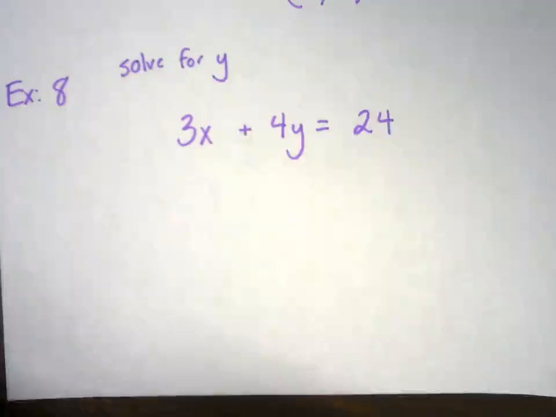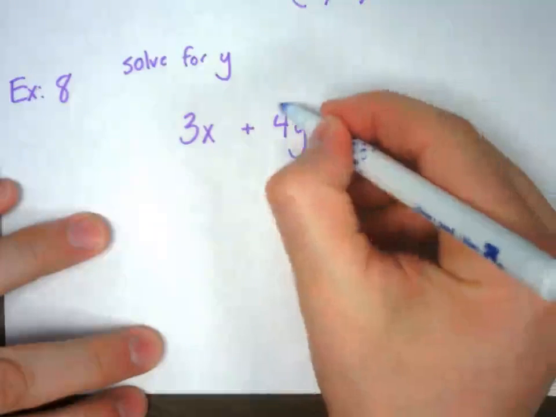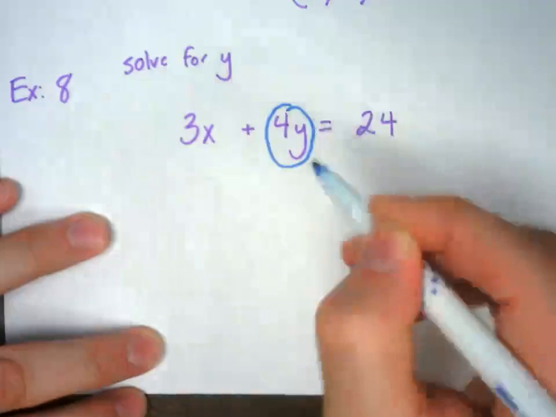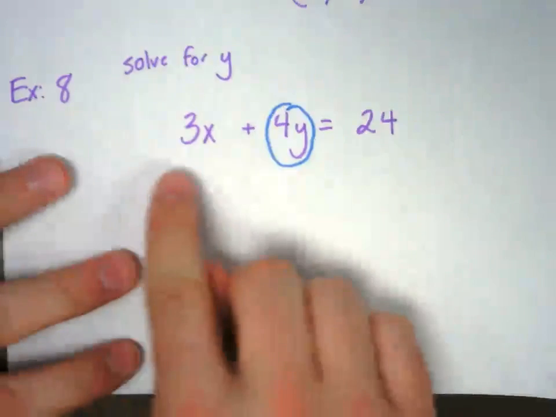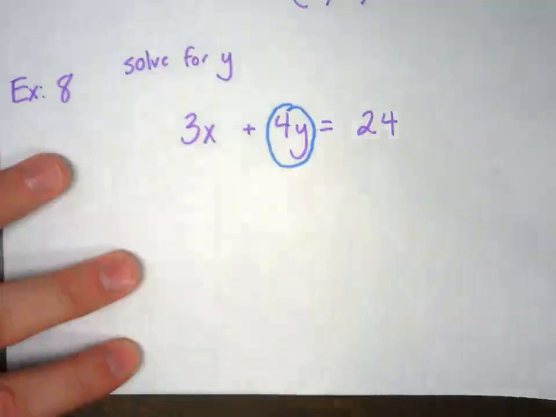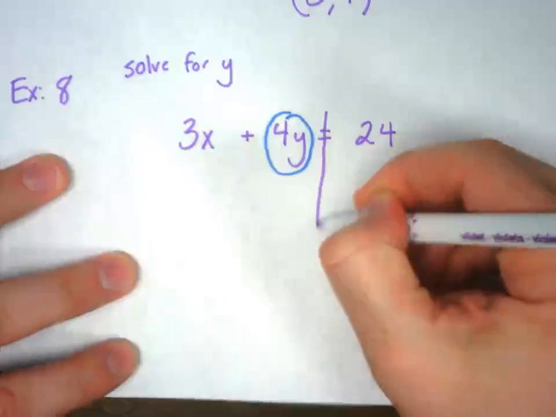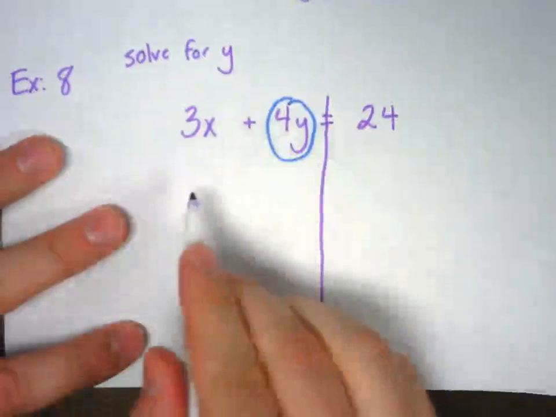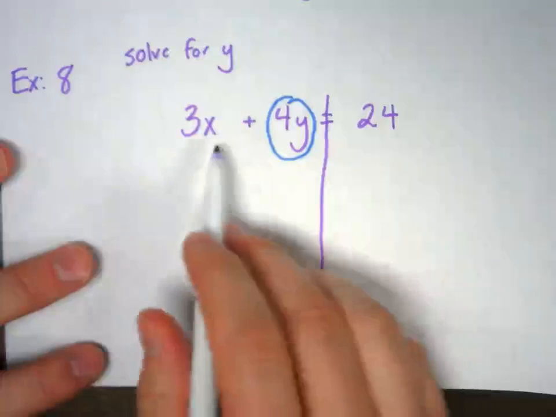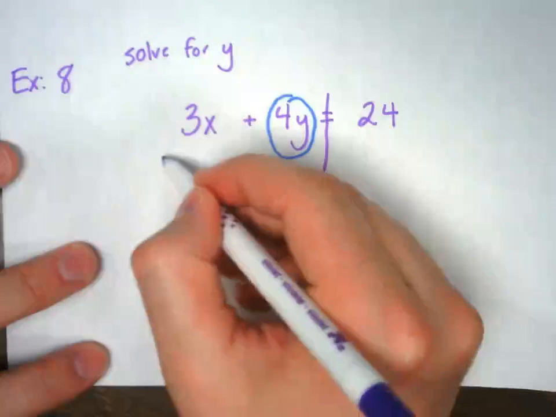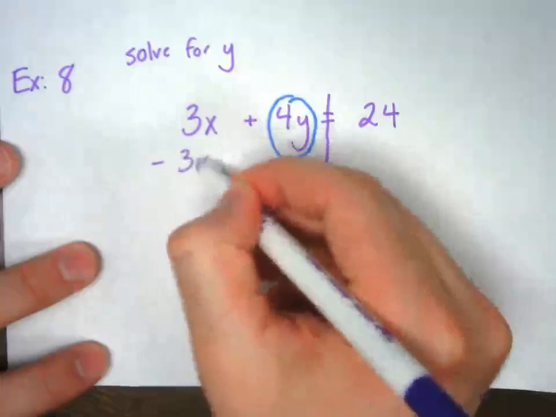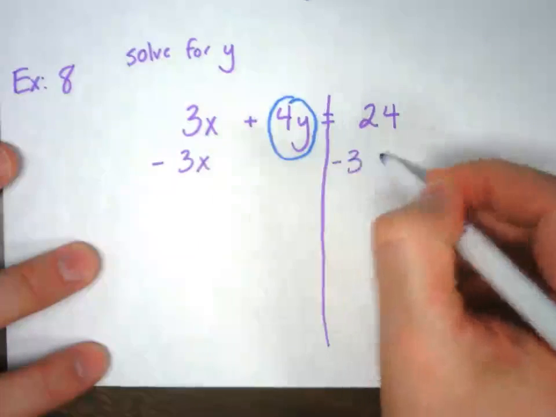So what I'm going to do is I'm going to go ahead and put a circle around y. Well, notice the y is kind of attached to that 4, so we're going to deal with that last. What we need to get rid of first is the 3x. One thing we talk about is making sure we know both sides of the equation. We have a left side and a right side. So we need to get rid of that 3x in order to get y by itself. So how do you get rid of 3x? You're going to subtract 3x from both sides.